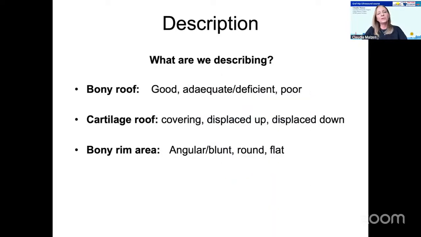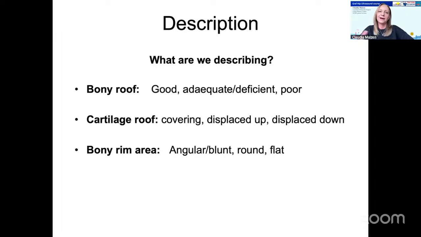So our bony roof can have 3 qualities. It can be good, it can be adequate or deficient, and it can be poor. Our cartilage roof we describe as either covering or displaced. When it is displaced, we decide between whether it is displaced upwards or displaced downwards. I'll show you on pictures later. The bony rim area, the most lateral point of the bony acetabulum, has a certain shape, which we describe as either angular or blunt, or round or flat. All these terms are important to standardize as well.